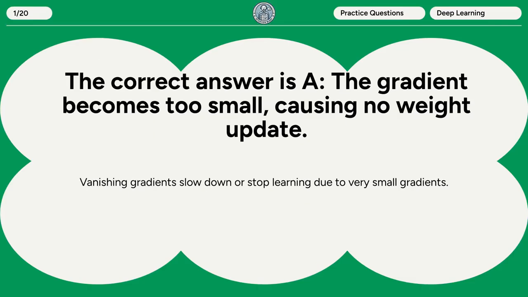The correct answer is A. The gradient becomes too small, causing no weight update. Vanishing gradients slow down or stop learning due to very small gradients.